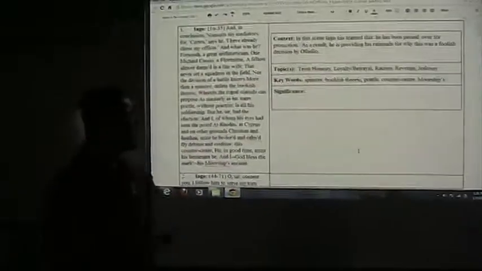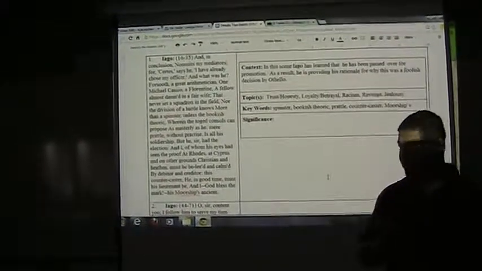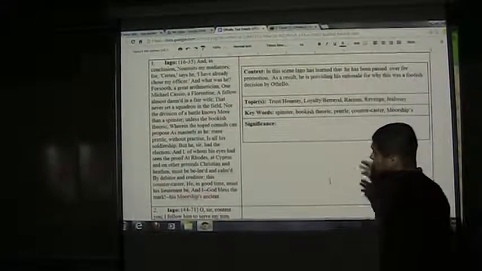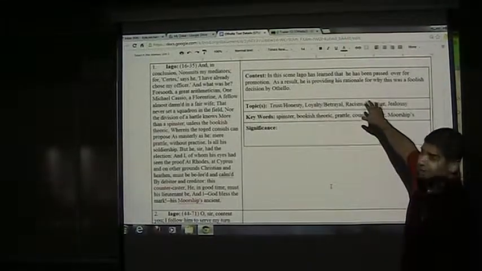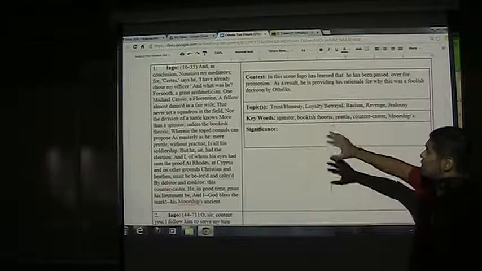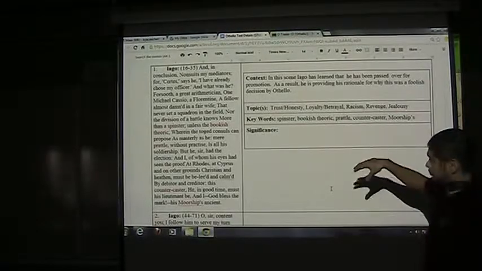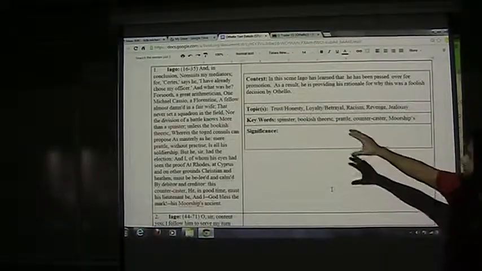So this is a pretty telling passage, and it's pretty wordy and a little bit dated. And so when we start to look at it, we might lose some of the significance of it. Context. What's going on in this particular scene? What's going on that's setting up this passage?